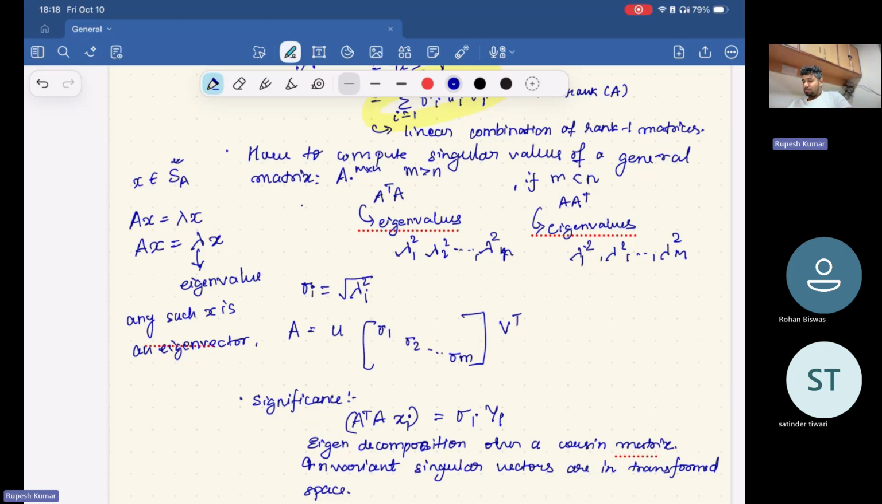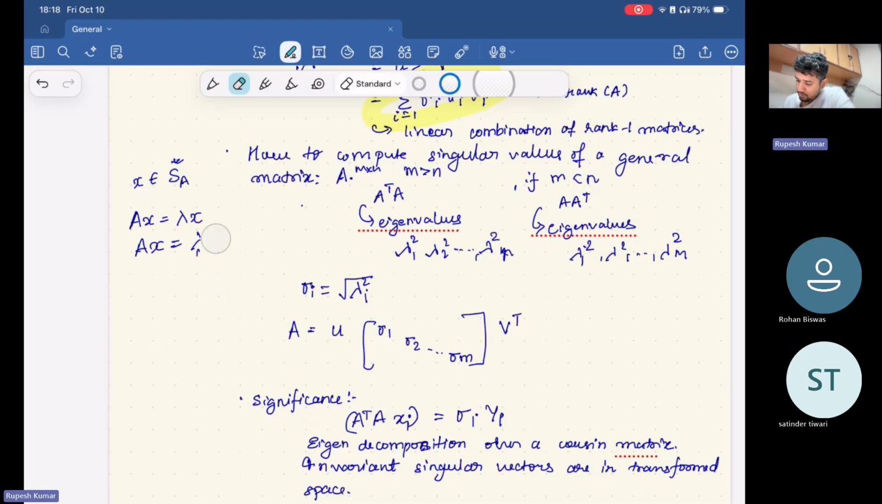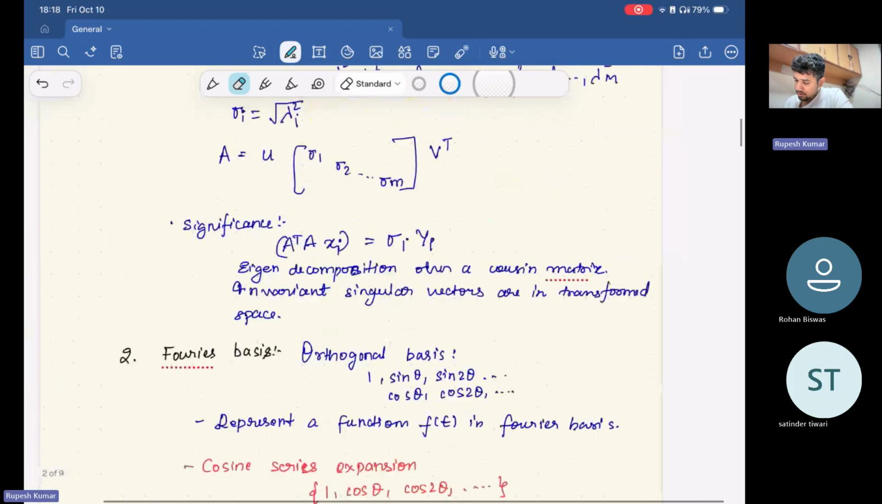So let's stick to this concept, and let's try to see what it means geometrically, and then we will go to the geometric definition of singular value decomposition. Fine. So we all know this, and we don't need to do anything extra here, right?